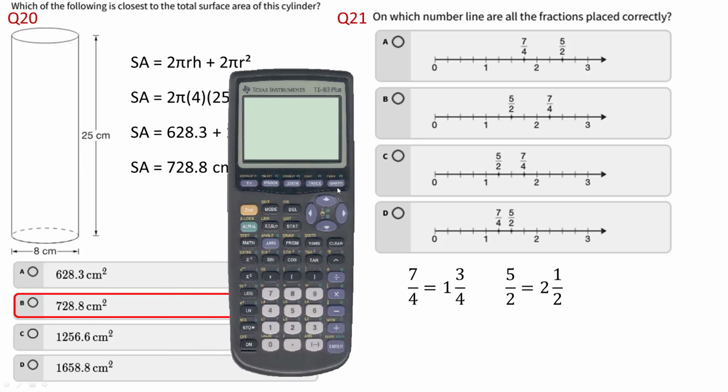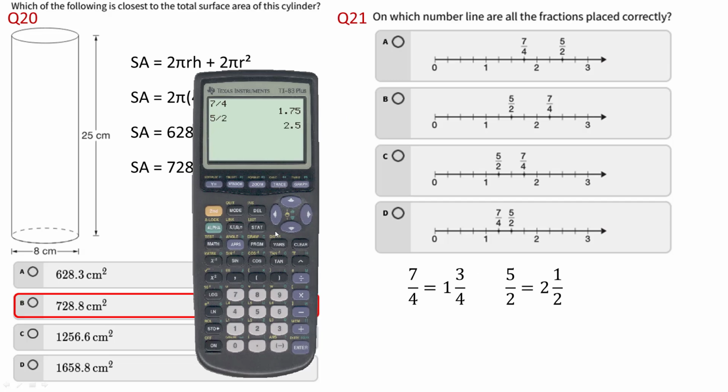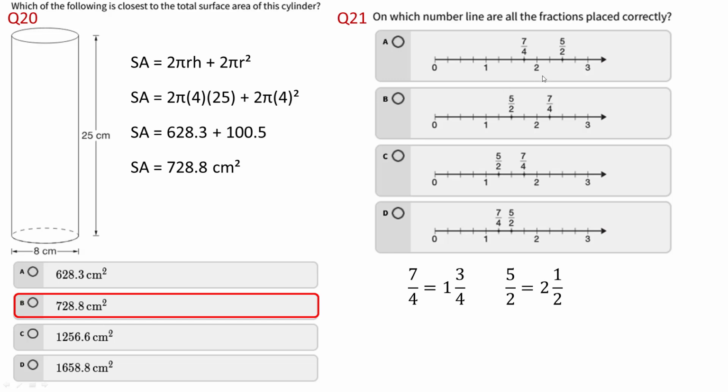Calculators, you could also do this. 7 divided by 4 is 1 3/4, same as 1.75. 5 divided by 2 is 2 point, that's the same as 2.5. So you have to look for which number line has those in the correct spots.